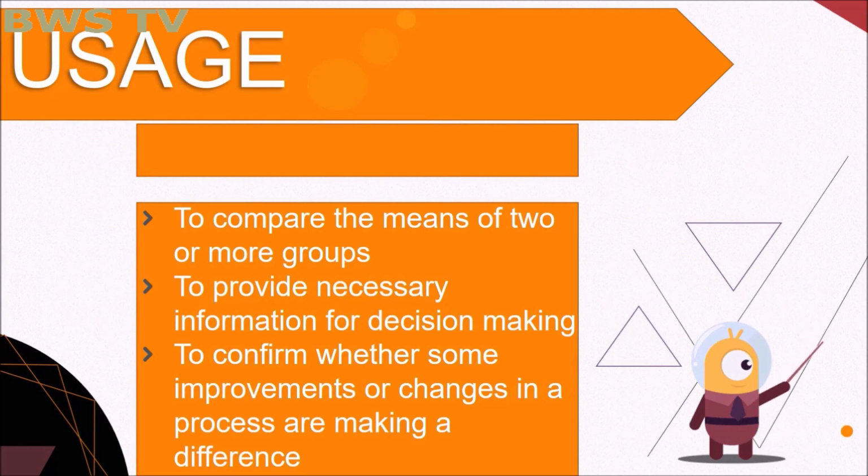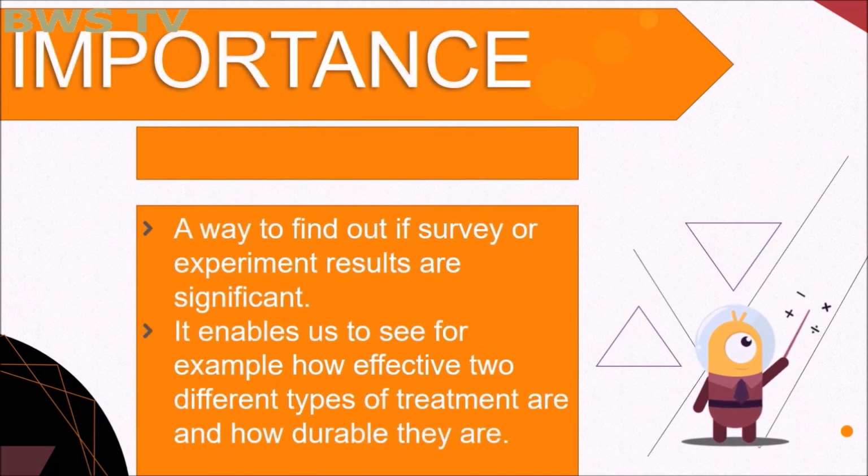To better understand what we're teaching, it's best to know what ANOVA is used for and why it's important. ANOVA is used to compare the means of 2 or more groups, to provide necessary information for decision making, and to confirm whether some improvements or changes in a process are making a difference. ANOVA is important because it is a way to find out if survey or experiment results are significant. It enables us to see, for example, how effective 2 different types of treatment are and how durable they are.